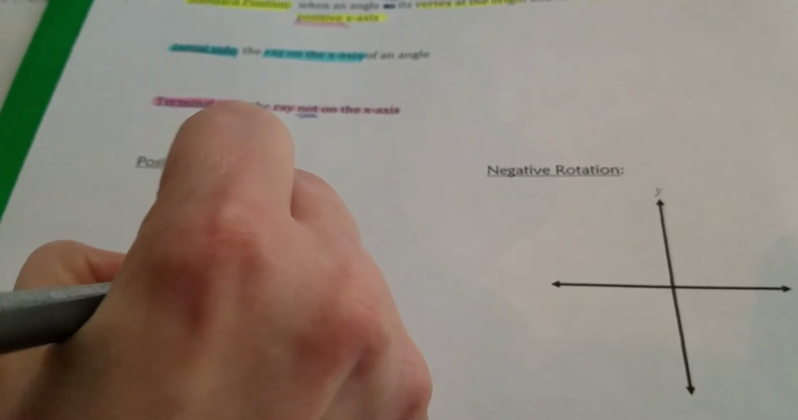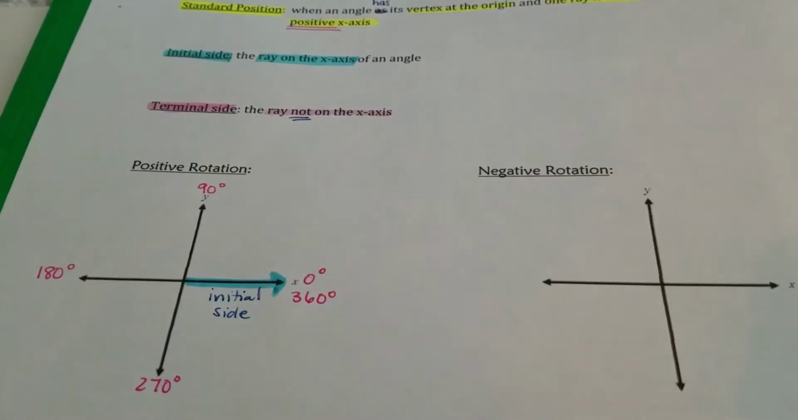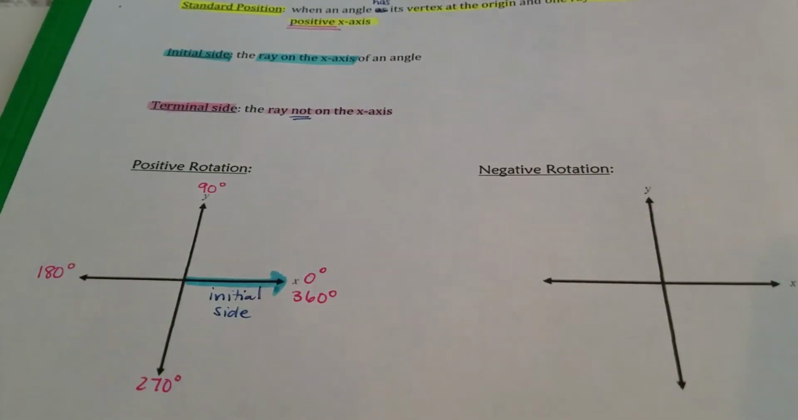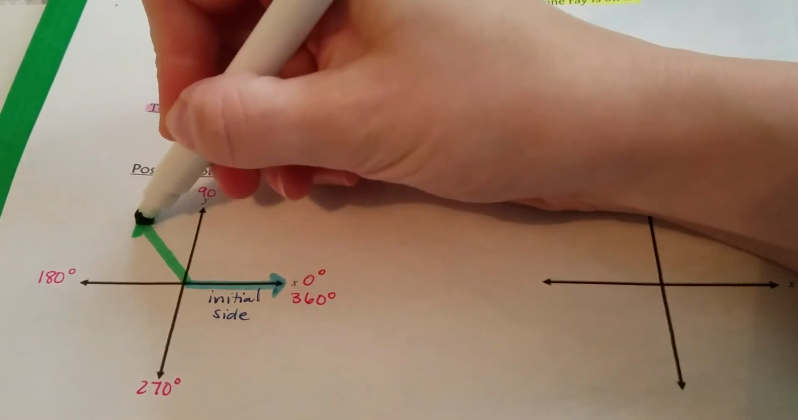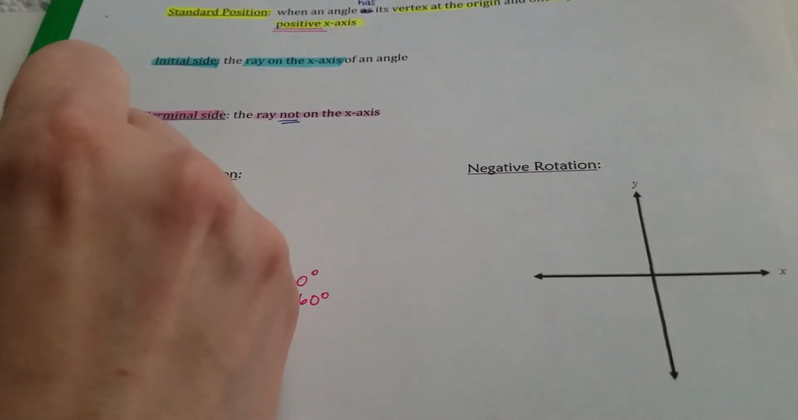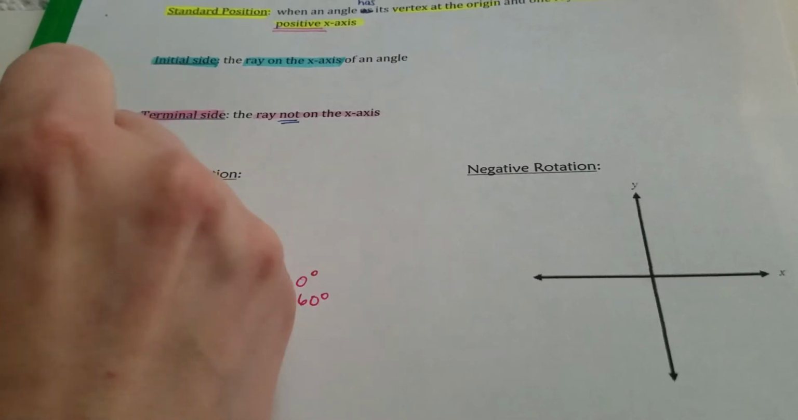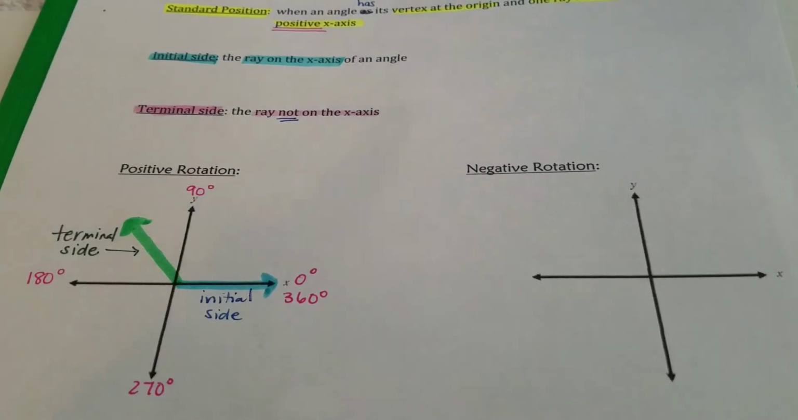The initial side is this ray on the x-axis, what we just drew. And then the terminal side is the other ray that forms your angle. So I'm just going to make this one here, and that is the terminal side. I'll use this darker color. So this is the terminal side here.